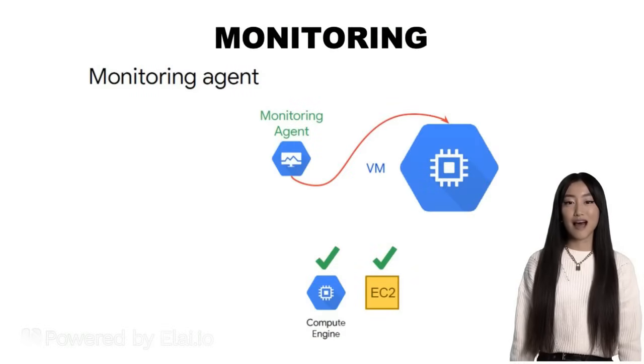Stackdriver monitoring can access some metrics without the monitoring agent, including CPU utilization, some disk traffic metrics, network traffic, and uptime information. However, to access additional system resources and application services, the monitoring agent must be installed. The monitoring agent is supported for Compute Engine and EC2 instances.